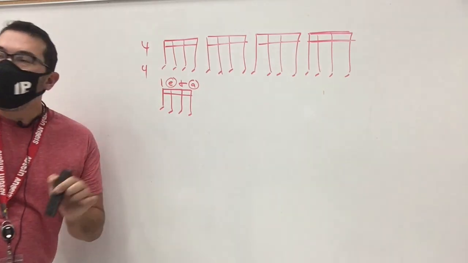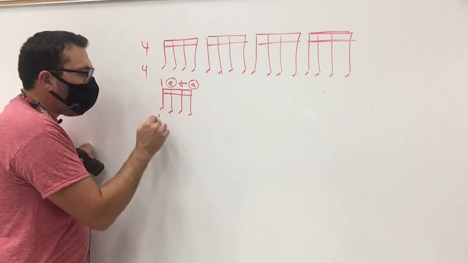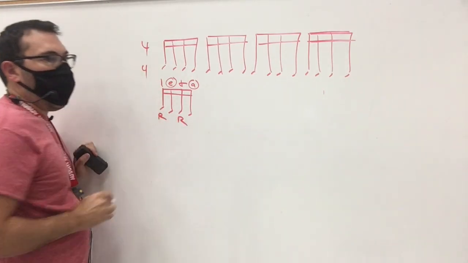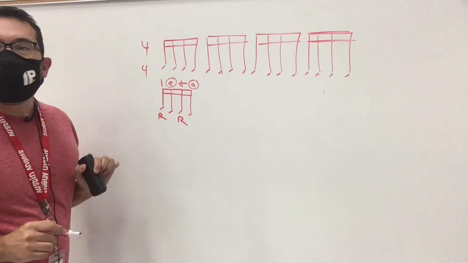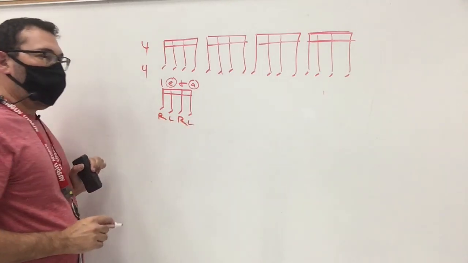So now here are the new rules. The rights are always on numbers and ands now. So that leaves E's and A's, which are going to be lefts. Make sense?